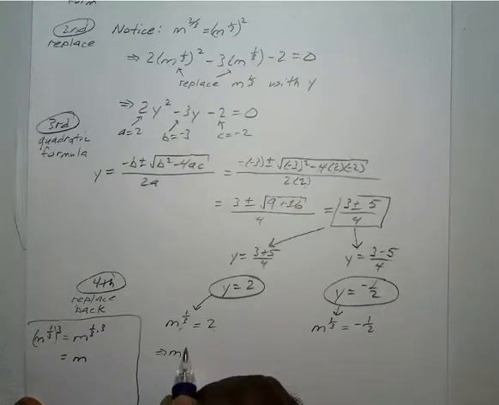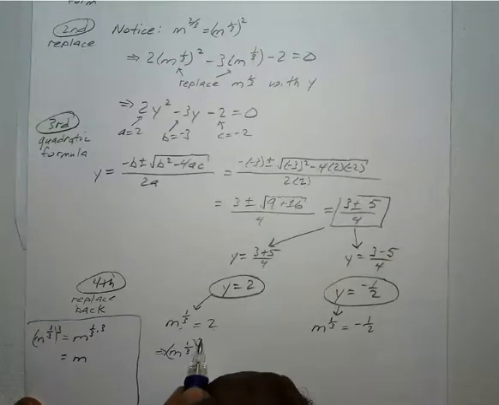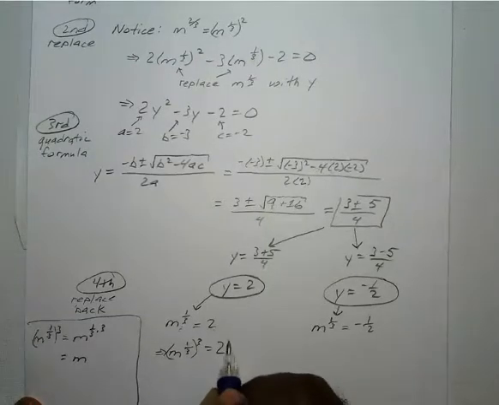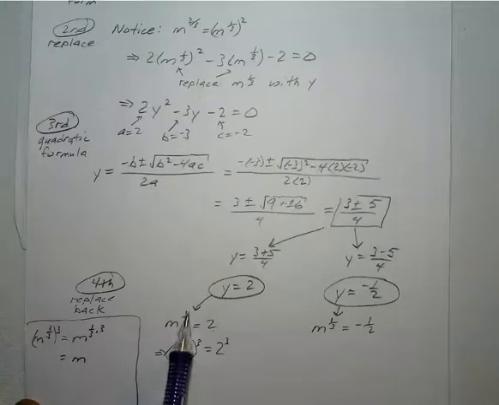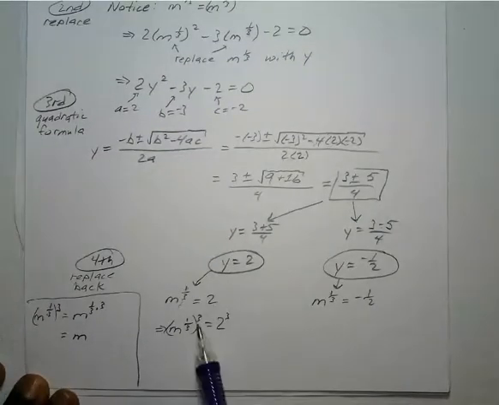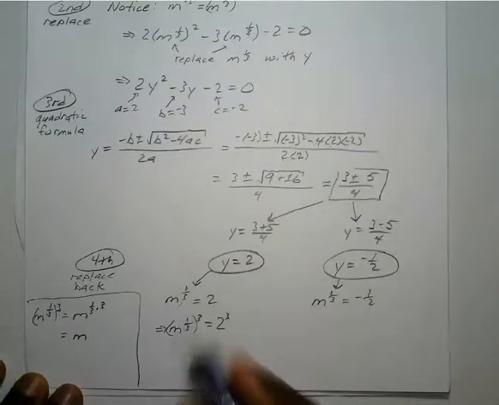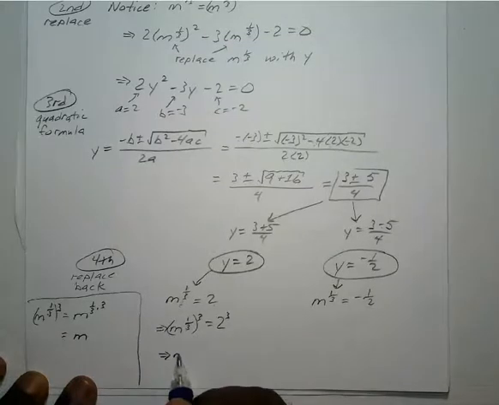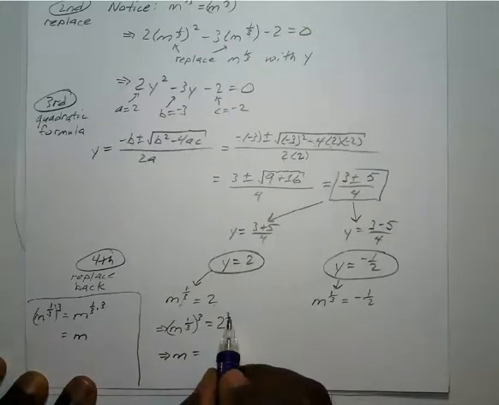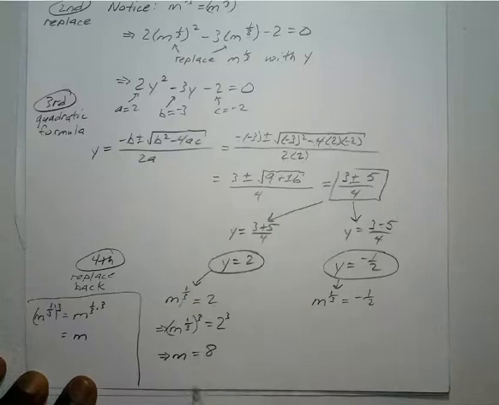So you have m to the 1/3 power raised to the 3rd power equals 2 to the 3rd power. Now, if you had it to the 1/4 power, you'd raise both sides to the 4th power. Or 1/5, you'd raise both sides to the 5th power, and so on. These two cancel each other out, so we end up with m equals 2 to the 3rd power, which is 8.